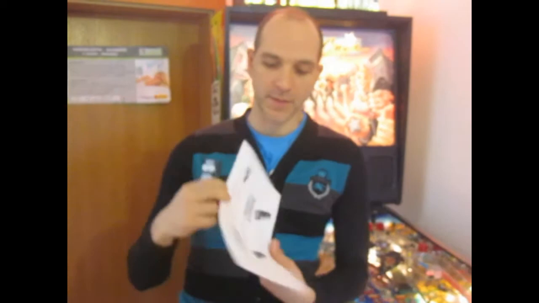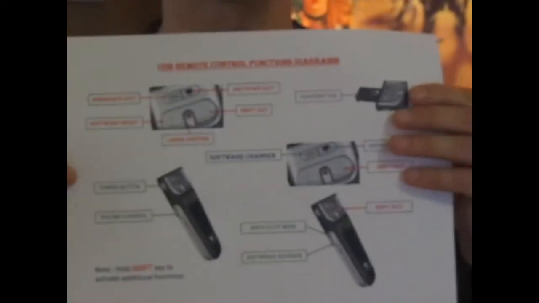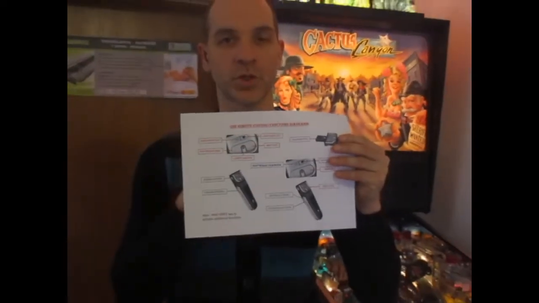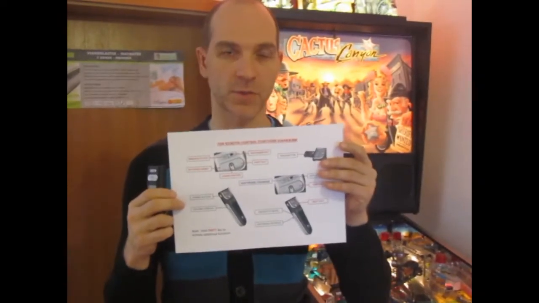And the main feature in Wave 3 is new functionalities of the USB remote control. I also created this USB remote control functions diagram because I can't remember which key has which function. So I would like to show you all these functions, what you can expect in Wave 3.